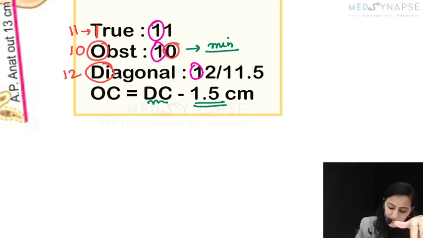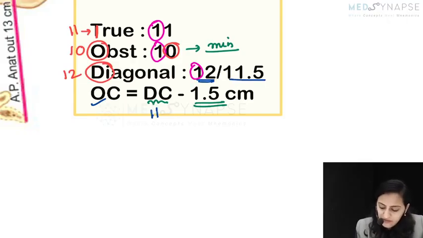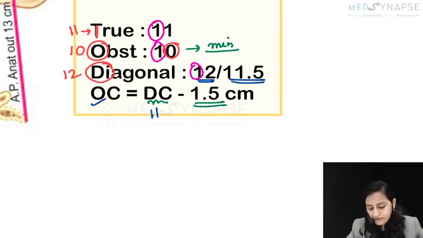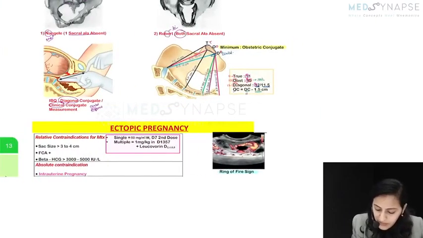So if they give you that diagonal conjugate in a female is 11, then you subtract 1.5 to get the obstetric. Right? Some books give it as 12, some give it as 11.5. So minus 1.5. So minimum is the obstetric. Generally minimum is the obstetric.